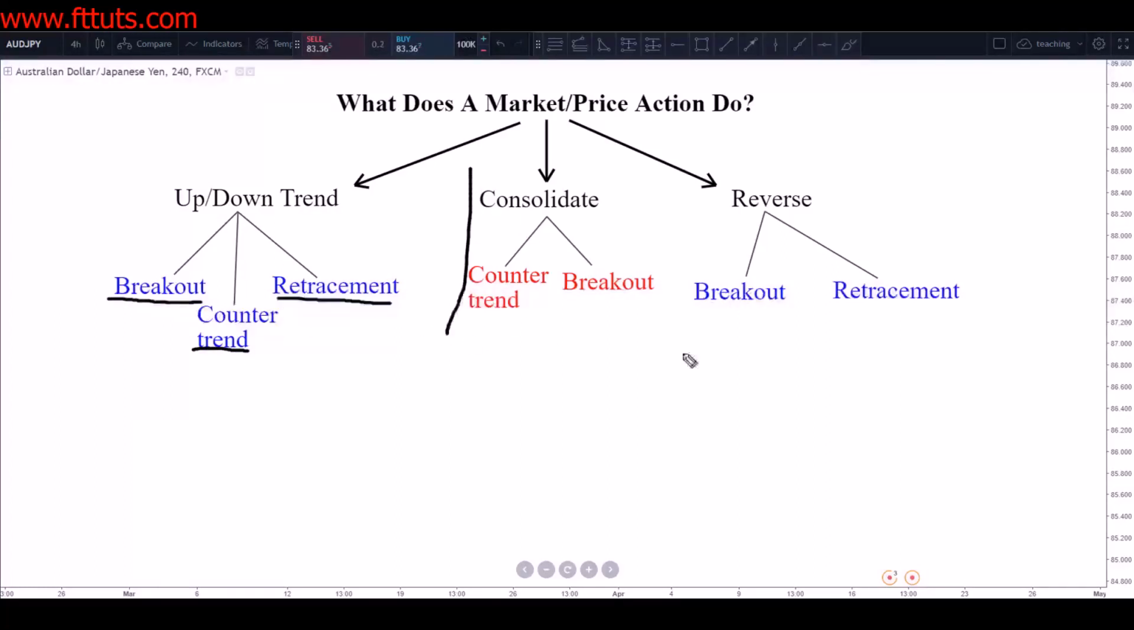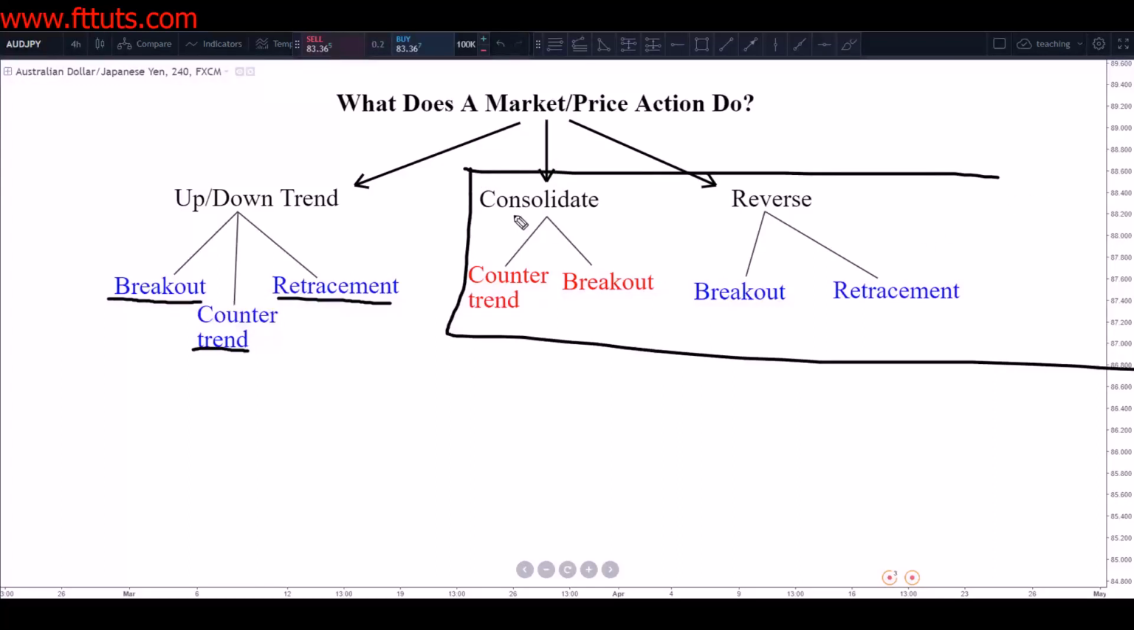And for right now, guys, discount everything to this side. We're going to go over each of these one by one to make it easier for you to comprehend. So don't even worry about consolidating markets. Don't worry about reversals right now. The only thing we're going to be paying attention to is a market that's trending up or down. Before we begin with the breakout, counter trend, and retracement trades that can take place while a market's trending up or down, let's go ahead and discuss the rules for a trending market.